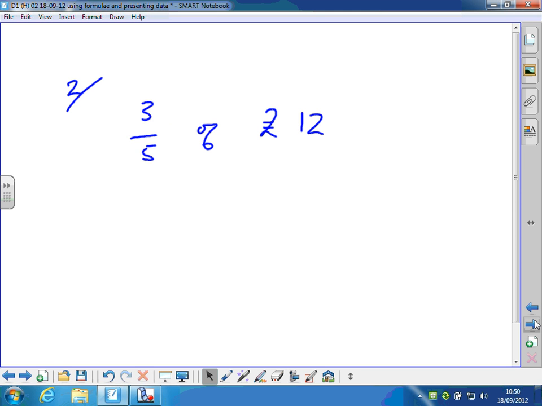Number 2, 3/5 of £12. Supposed to be able to do these in your head, so think about, there is a shortcut somewhere to do this, which I'm looking for in a way, so think about how you might do that in your head. 3/5 of £12.